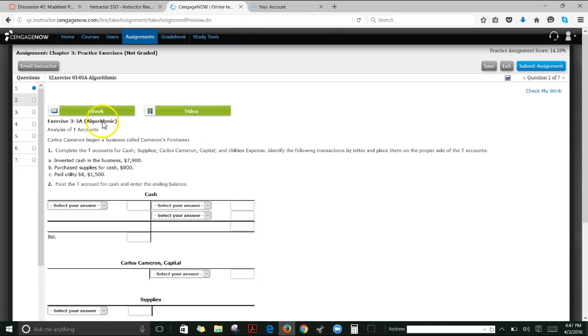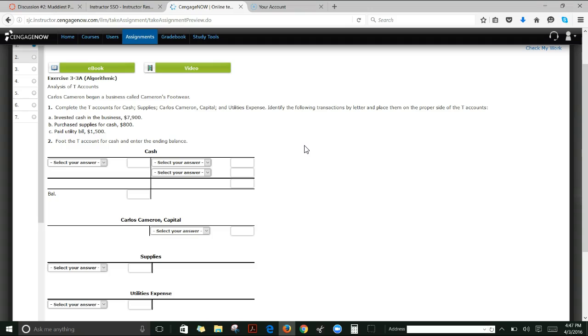Okay, number 2. Notice that you can get to this part of the ebook to reread this section if you need to as you're doing the practice. You can also see a video to visit the author. So Carlos Cameron is going to begin a business called Cameron's Footwear. They want you to complete the T accounts to show the differences in cash, supplies, Carlos Cameron capital, and utilities after each of the following transactions, and then foot the T accounts or balance them at the end.